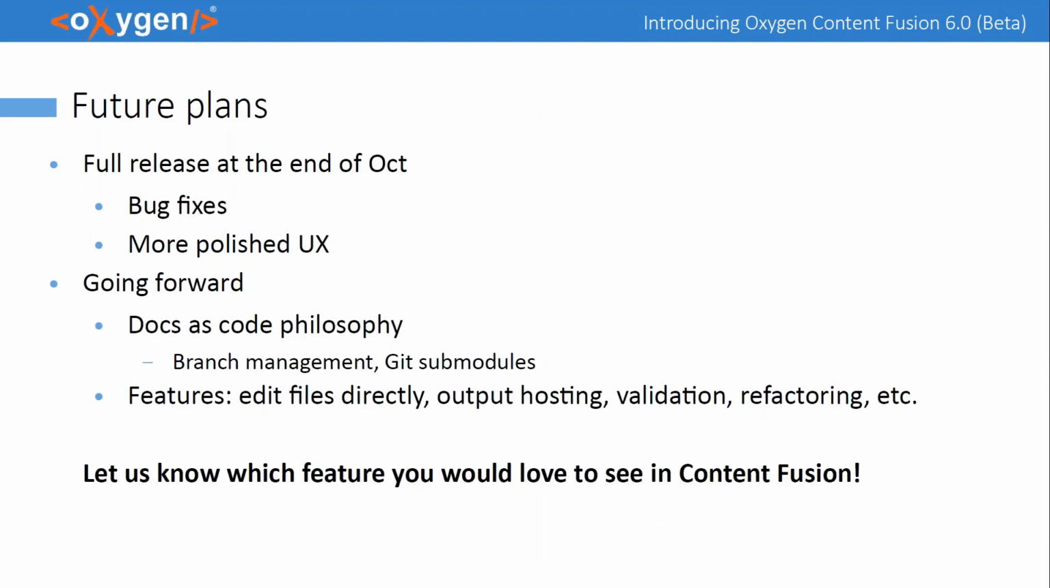Now, related to our future plans, there will be a full release of Content Fusion 6.0 at the end of October. It will contain a lot of bug fixes that we identify in this beta release. We will also take some time to polish the user experience, but the main features will be the ones presented in this beta version and in this webinar. After this release, we will try to bring more features to Content Fusion.